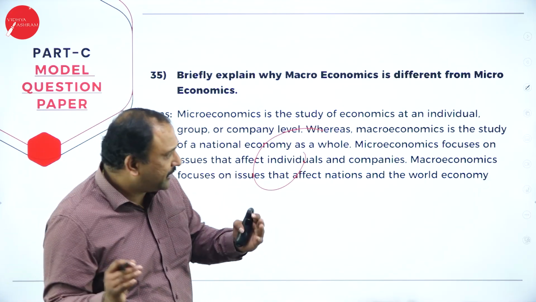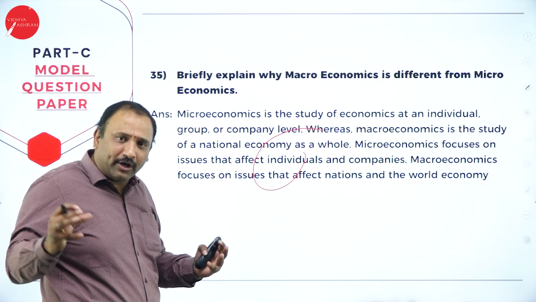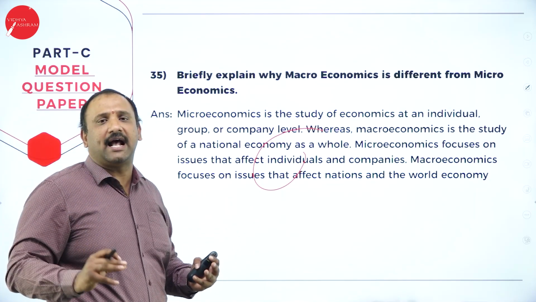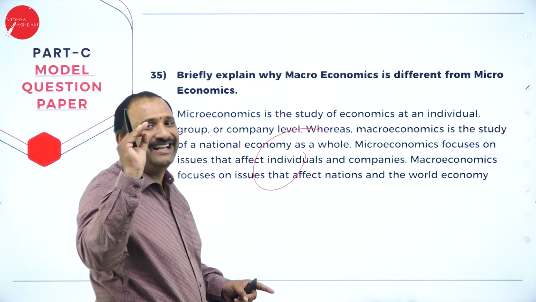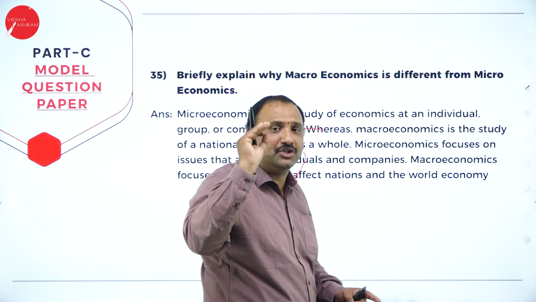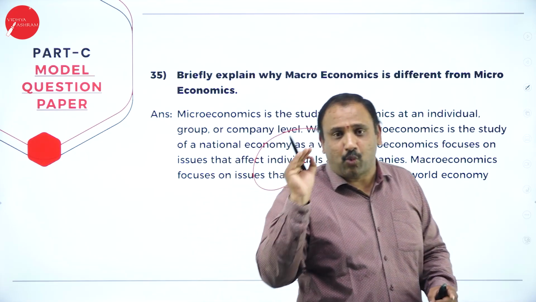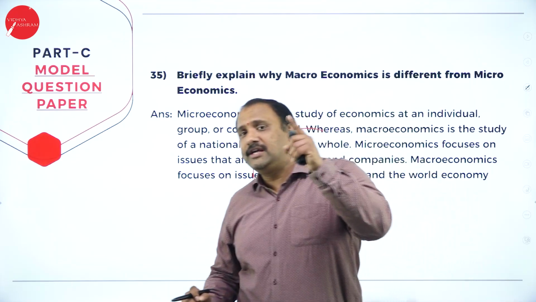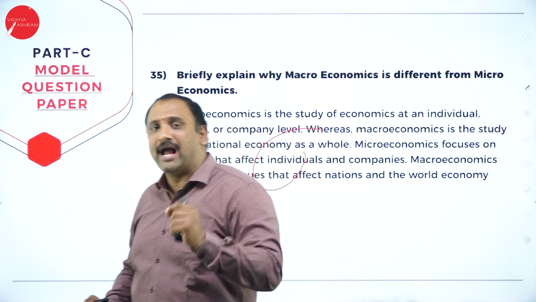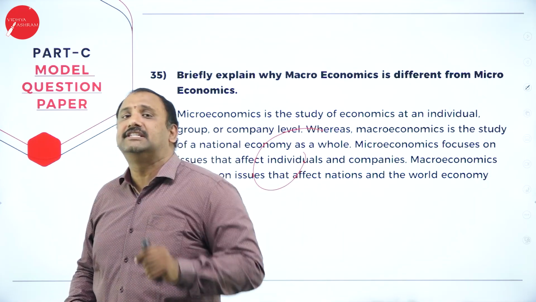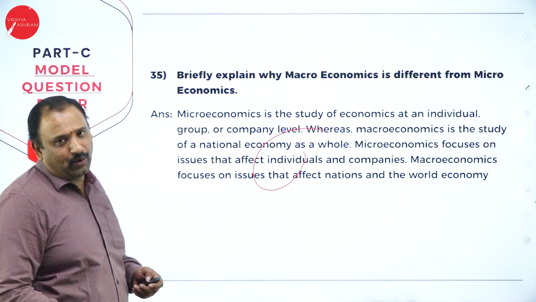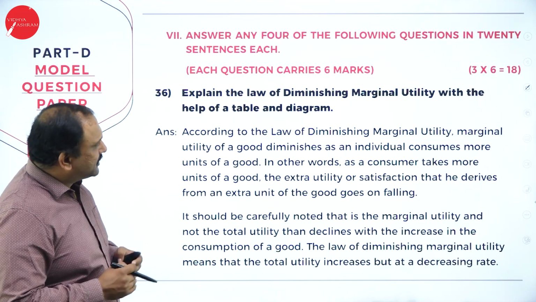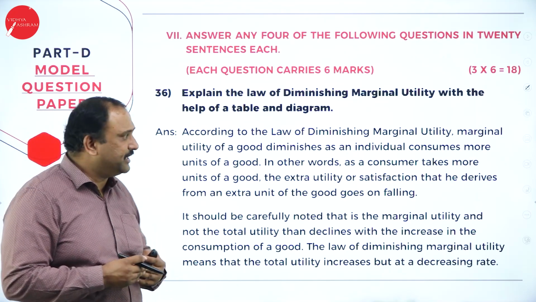So the study of the entire economy as a whole is called macroeconomics, whereas micro is focused on individual behavior, individual needs and wants. So what is micro? Micro is a study more about you and me, about that individual's needs and wants. So that's a major difference between micro and macroeconomics. Followed by, let's get to the 6 marks this time. 3 into 6, 18 marks are coming up.